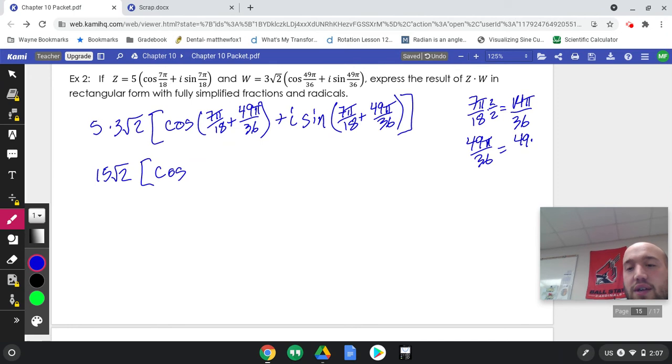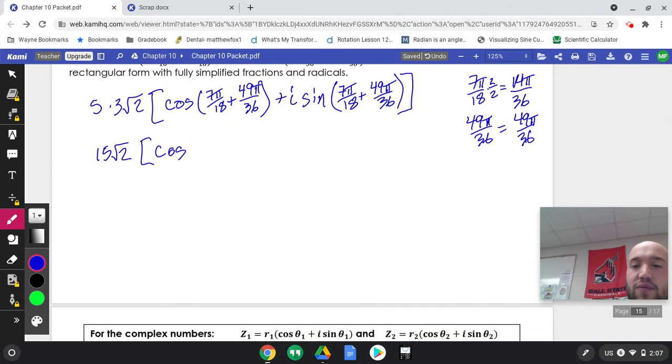We'll keep this other one as is, 49 pi over 36. Now when we combine these, 49 and 14, that gives us 63 pi over 36. Here's where we have to be smart. Make sure we reduce what goes in both 63 and 36. So a couple options. 3 does, also 9.